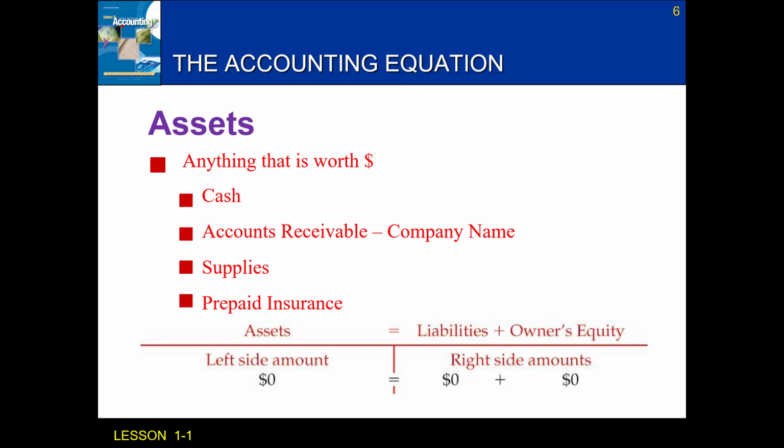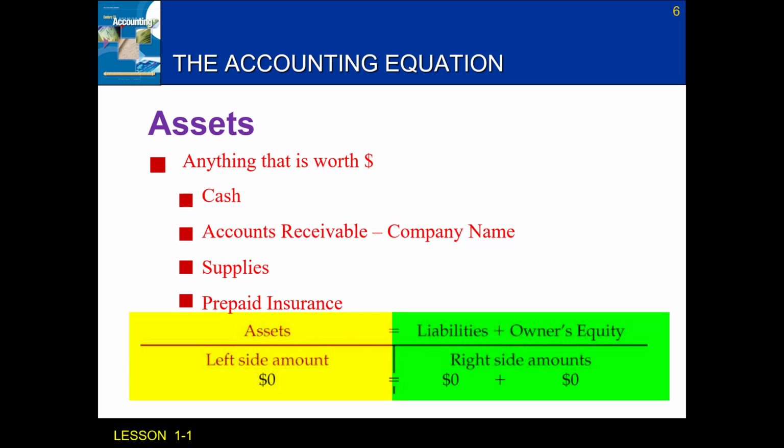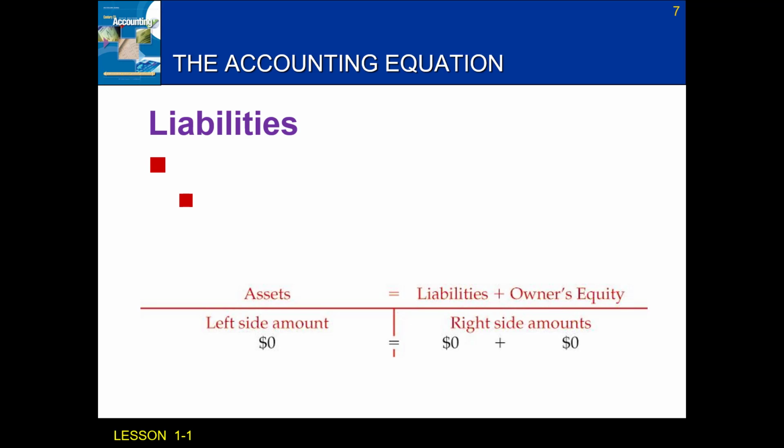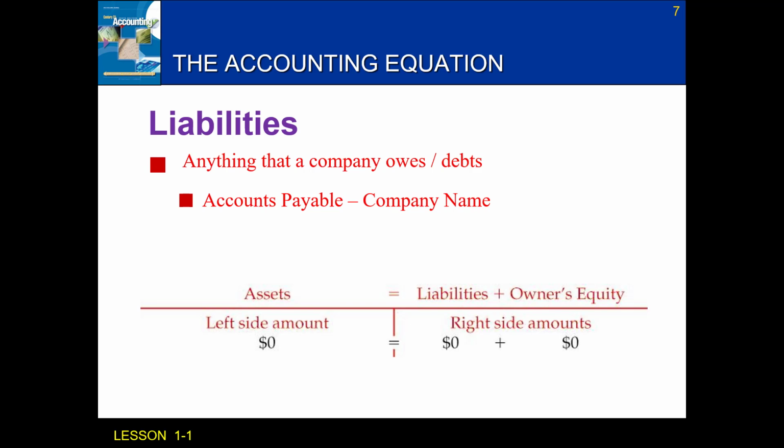So when we talk about assets, they do need to be in this specific order. So when I take all of my assets and I add them up, those need to equal my liabilities plus my owner's equity. Liabilities are the opposite of assets. They're anything that my company owes or any debt that I have in my company. And the only, literally only liability that we are going to have is what's called accounts payable. So it's when I have to pay another company. So if I owe Target money, it would be accounts payable Target.